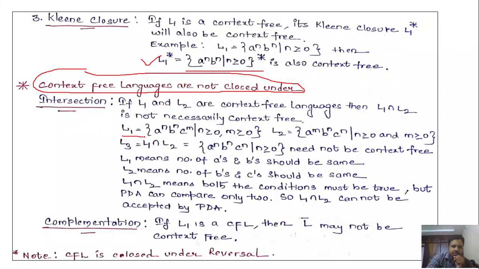So here I have justified this with one example. L1 is equal to a power n, b power n, c power m, and L2 is equal to a power m, b power n, c power n. So I am performing the intersection between them. When we perform the intersection, we will get a power n, b power n, c power n, where n is greater than or equal to 0. So this language is not context free, it is a context-sensitive language, right? Because of that reason, we are saying that context-free languages are not closed under the intersection operation, right?